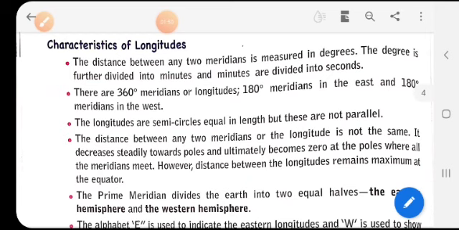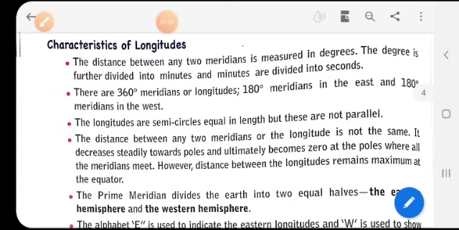There are 360 degrees meridians or longitudes. As you know, it is a circle, so every line will be equivalent to a 360 degrees meridian. And how will it become? When we take the 0 degrees longitude, we take 180 degrees meridians to the eastern side and 180 degrees meridians to the western side. So it accumulates to 360 degrees meridians.